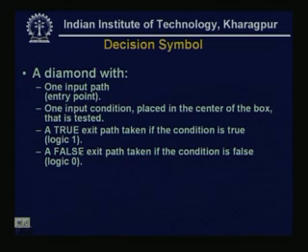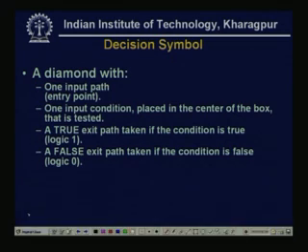Now, the third is the decision symbol. Normally, it is a diamond shaped box. Sometimes this can be a hexagon. So, this has one input path, the entry point, and one input condition placed in the center of the box that is tested because it is a decision. A true exit path is taken if the condition is true. If the condition fails, then it follows a different path, normally called a false path, the false exit path. So, there is one entry point and two exit points.